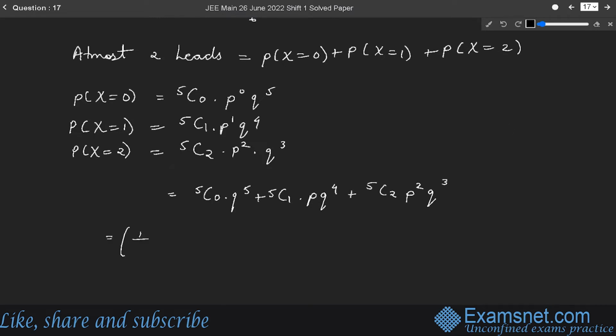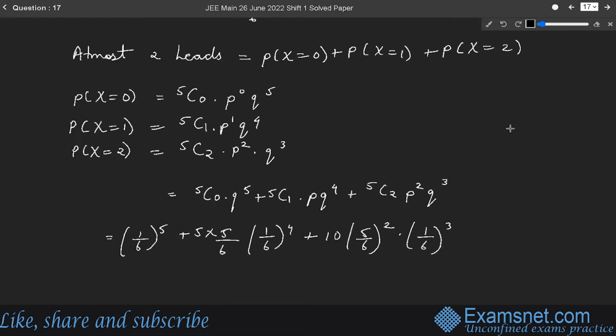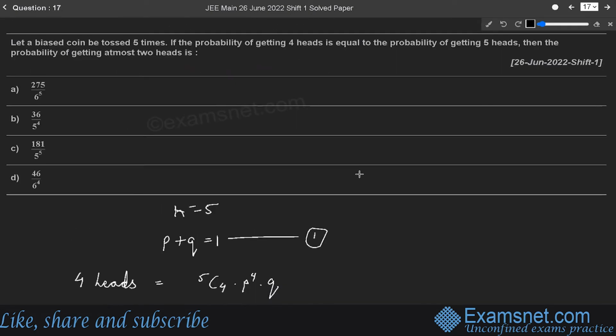So this will be equal to 1 by 6 power 5 plus 5 into 5 upon 6 into 1 upon 6 power 4 plus 10 into 5 upon 6 square into 1 by 6 cube. So this will be equal to 1 plus 25 plus 250 divided by 6 power 5, which gives 276 divided by 6 power 5. Or it can also be written as 46 divided by 6 power 4. Therefore, we can say that the correct answer for this question will be option number D, which is 46 divided by 6 power 4.